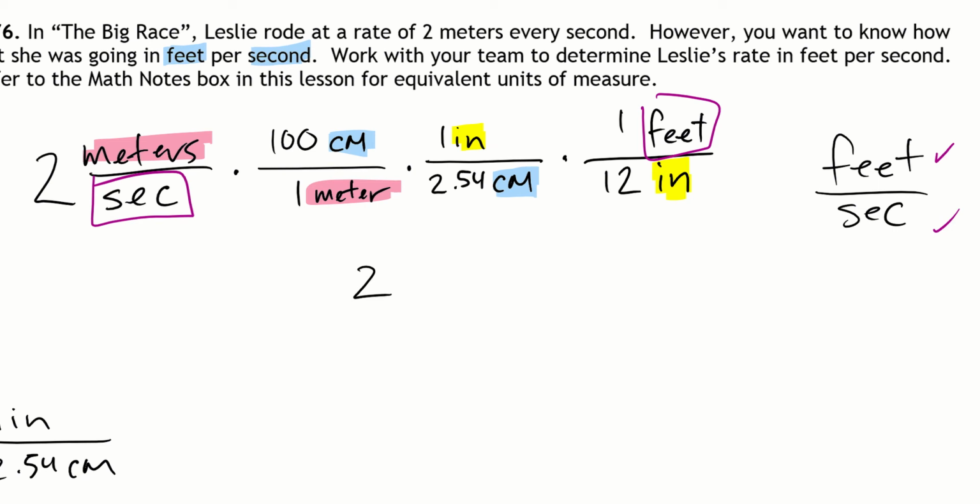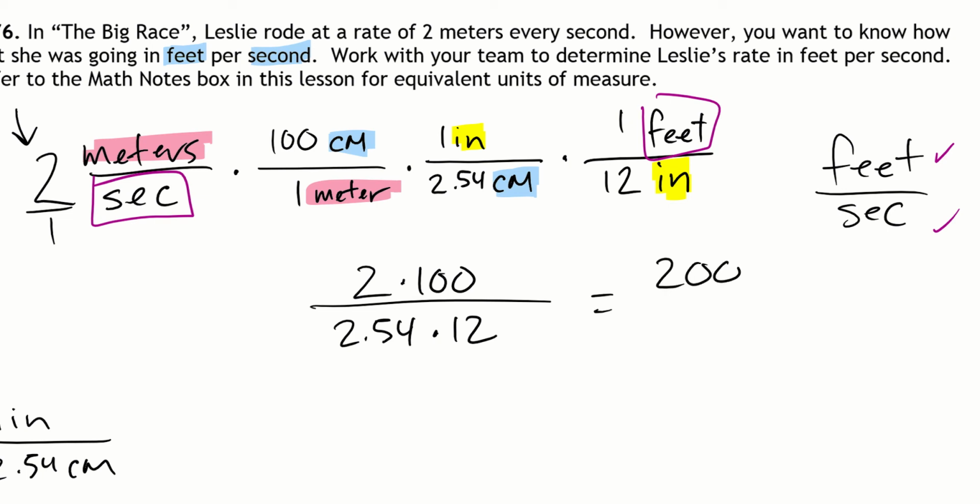In fact, I'll just explicitly say this. The number 2 doesn't show a denominator. However, it is 2 over 1. So I'm going to multiply the 2 from the numerator times the 100 from the numerator. And in the denominator, you can see I've just got a 1, a 1, and then I've got 2.54, and I'm going to multiply that by the number 12. 2 times 100 over 2.54 times 12. I'm not great with the arithmetic, however, I do know that this is the number 200.